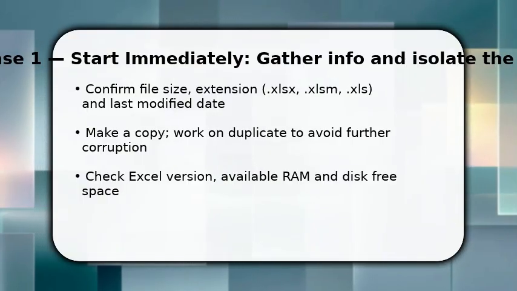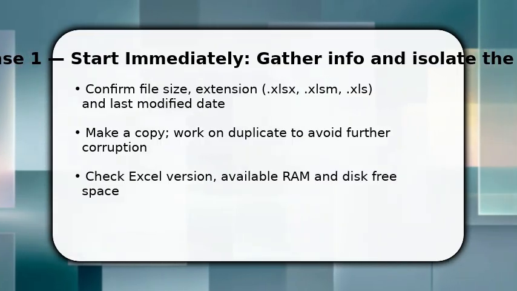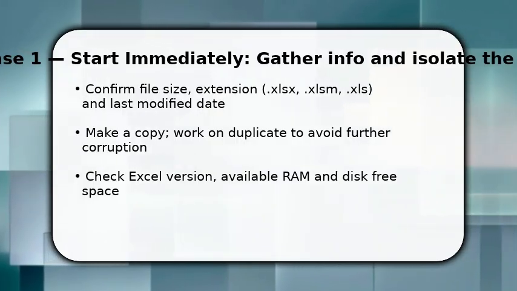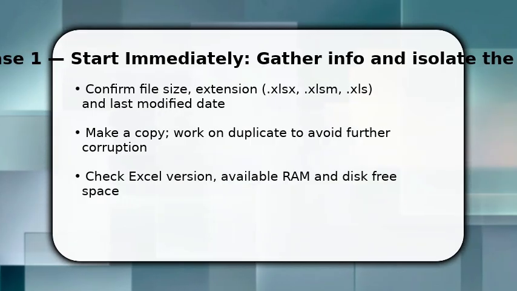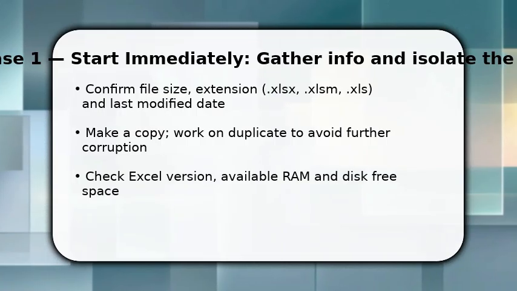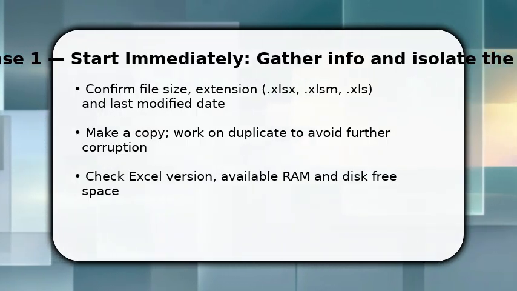You start by isolating the problem file, make a copy now and stop editing the original. Next, check the extension and note the last modified date because that helps choose a recovery path. Once done, verify your Excel version and available RAM. Large files need more memory.